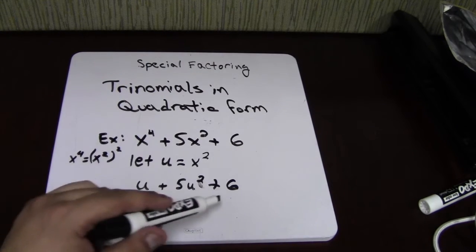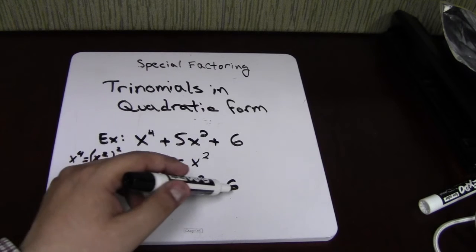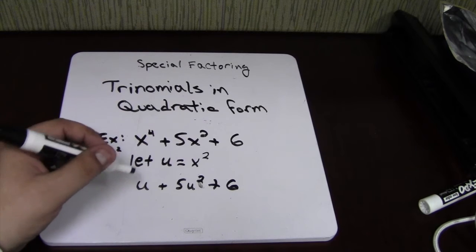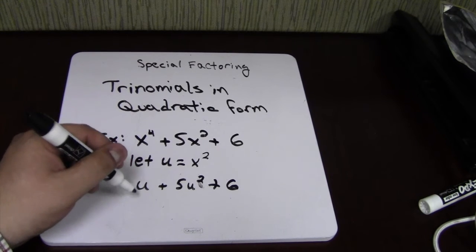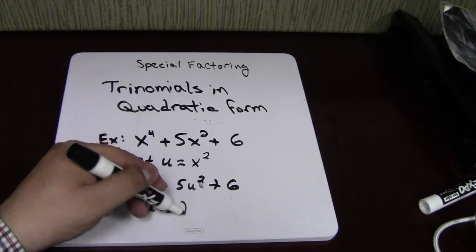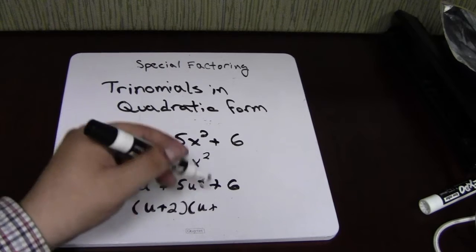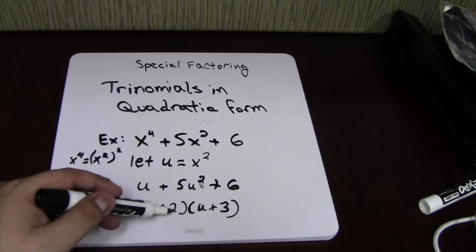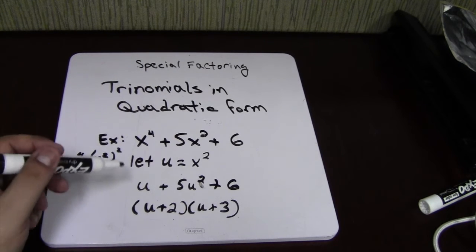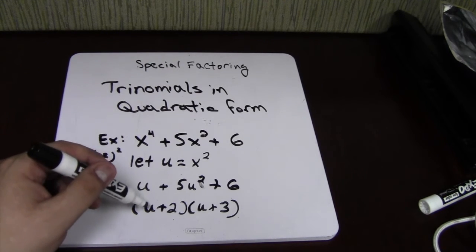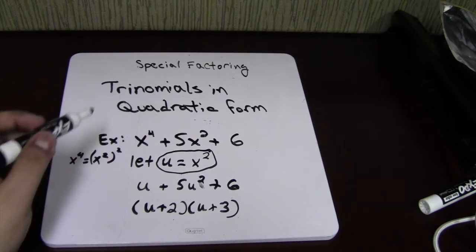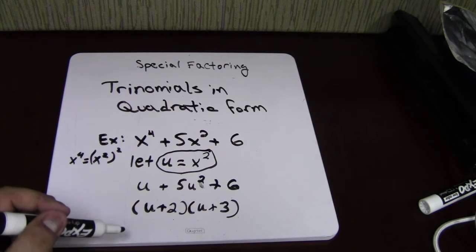If we just look at this by itself, we know how to factor it, because we can take two numbers that multiply to give me 6 and add to give me 5. Those two numbers are clear to us because we've seen this before. We should be very good at this by now. This is u plus 2 and u plus 3. Again, because 2 times 3 is 6 and 2 plus 3 is 5. So all we have to do now is replace u with what we said it was. Well, u is x squared.